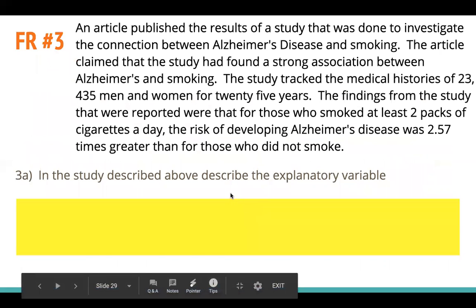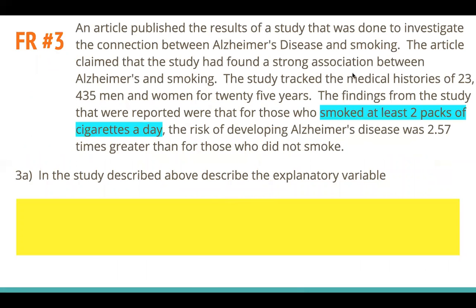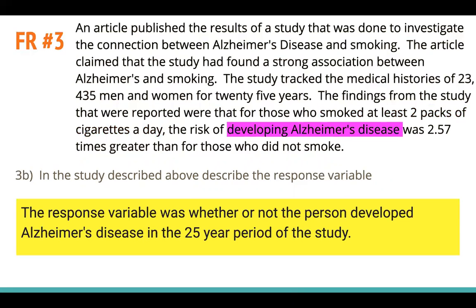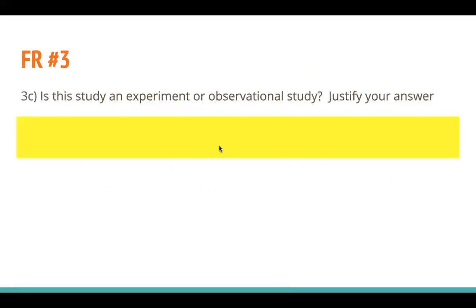So 3A asked to find the explanatory variable. The explanatory variable, it's actually categorical, and it's those who smoked at least 2 packs of cigarettes a day. So they could have measured this in a quantitative way. They decided categorical was just smoking 2 packs a day or not. And now we wanted the response, and that was whether the people in this 25-year study developed the Alzheimer's disease or not. So we have 2 categorical variables.